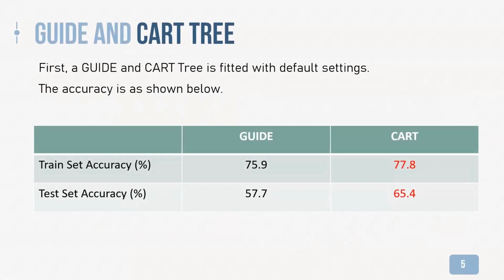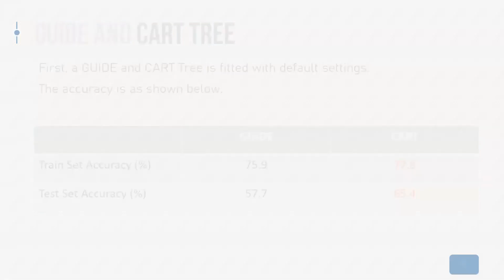As I mentioned before, we are going to use two different packages to fit this decision tree, which are the guide and card tree. First, a guide and card tree is fitted with default settings, and the accuracy for the respective guide and card tree is shown below for the train set accuracy and test set accuracy. It seems that our card retains high accuracy in both train and test set. For further explanation on this guide and card tree, I would like to pass to my group member, Sikim. Thank you.